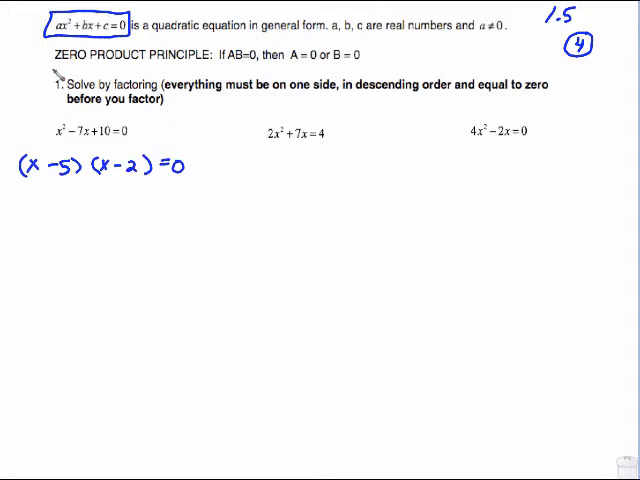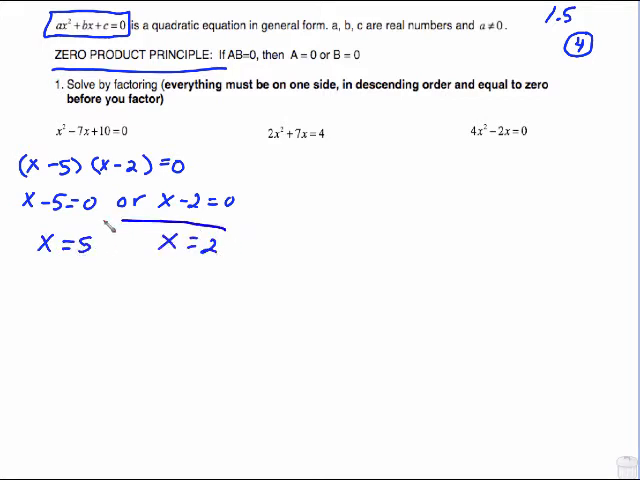Now what this is talking about up here, the zero products principle, you should be familiar with. It says if a times b equals 0, then either a was 0 or b was 0. So if this is a product equal to 0, then either x minus 5 equals 0 or x minus 2 equals 0. And those are very easy to solve. You can just do that in your head. x equals 5, x equals 2, and those are our 2 solutions, and we solved that quadratic equation by factoring.